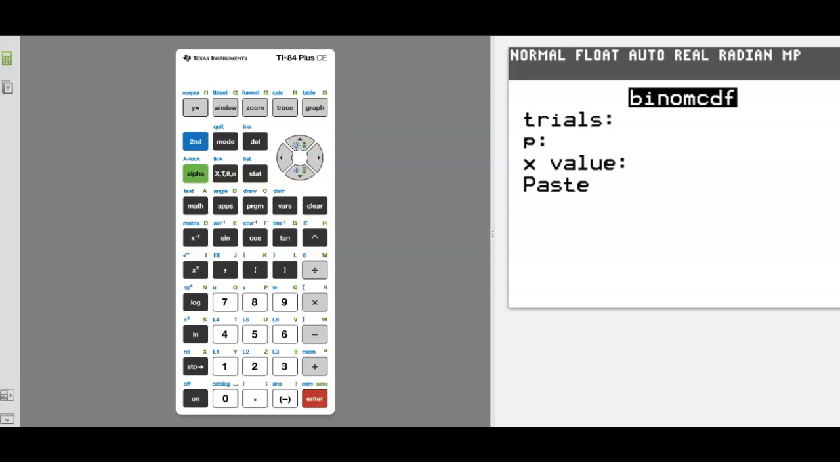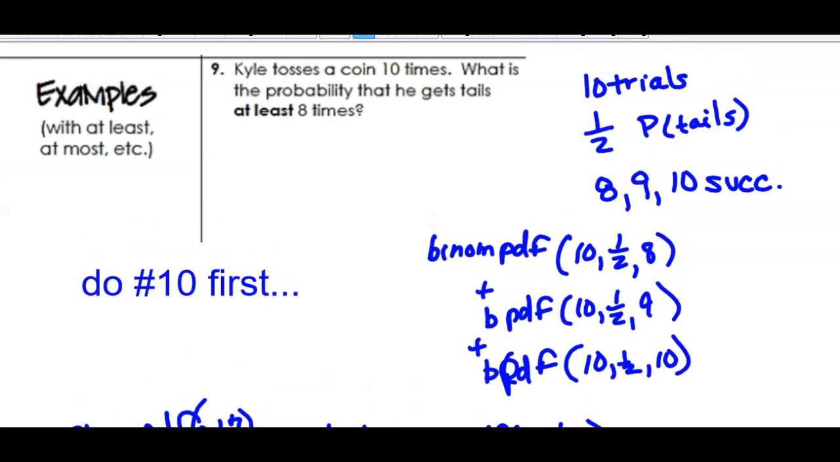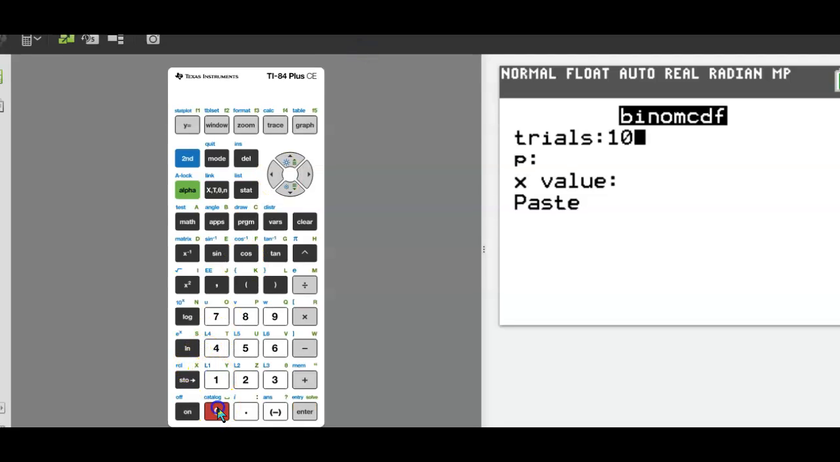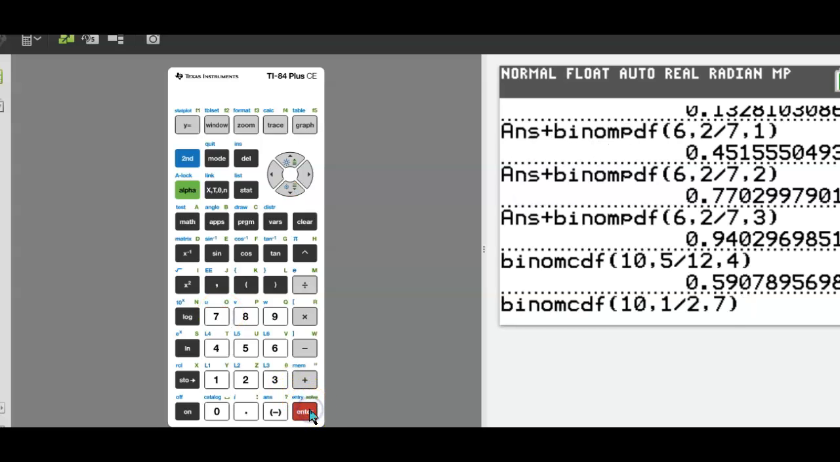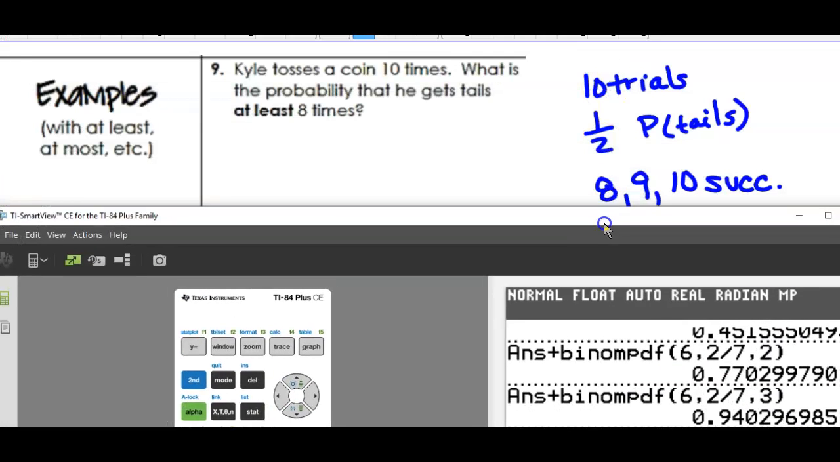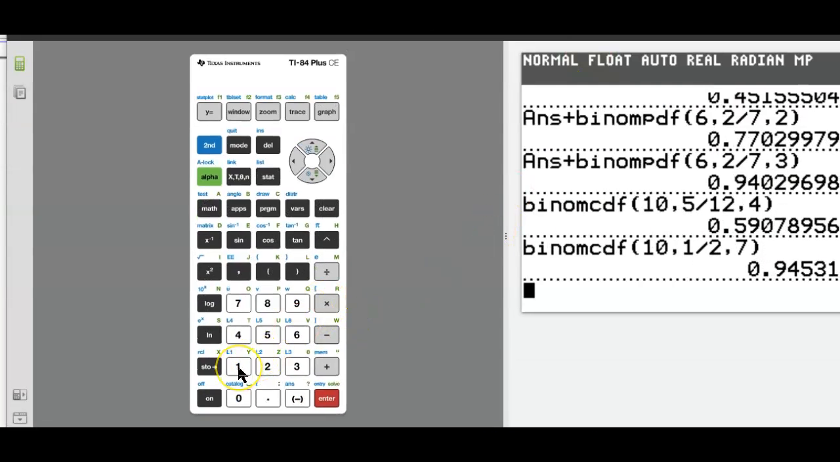I would want to say, still there were 10 trials and the probability was 1/2. And I wanted 7 or less. I want to add up all the probabilities of 7 or less, and I get this. But that's the probability that we would have 7 or less coins that came up tails. We want to know the probability of 8 or more. So we're going to do the complement of that, or 1 minus that.